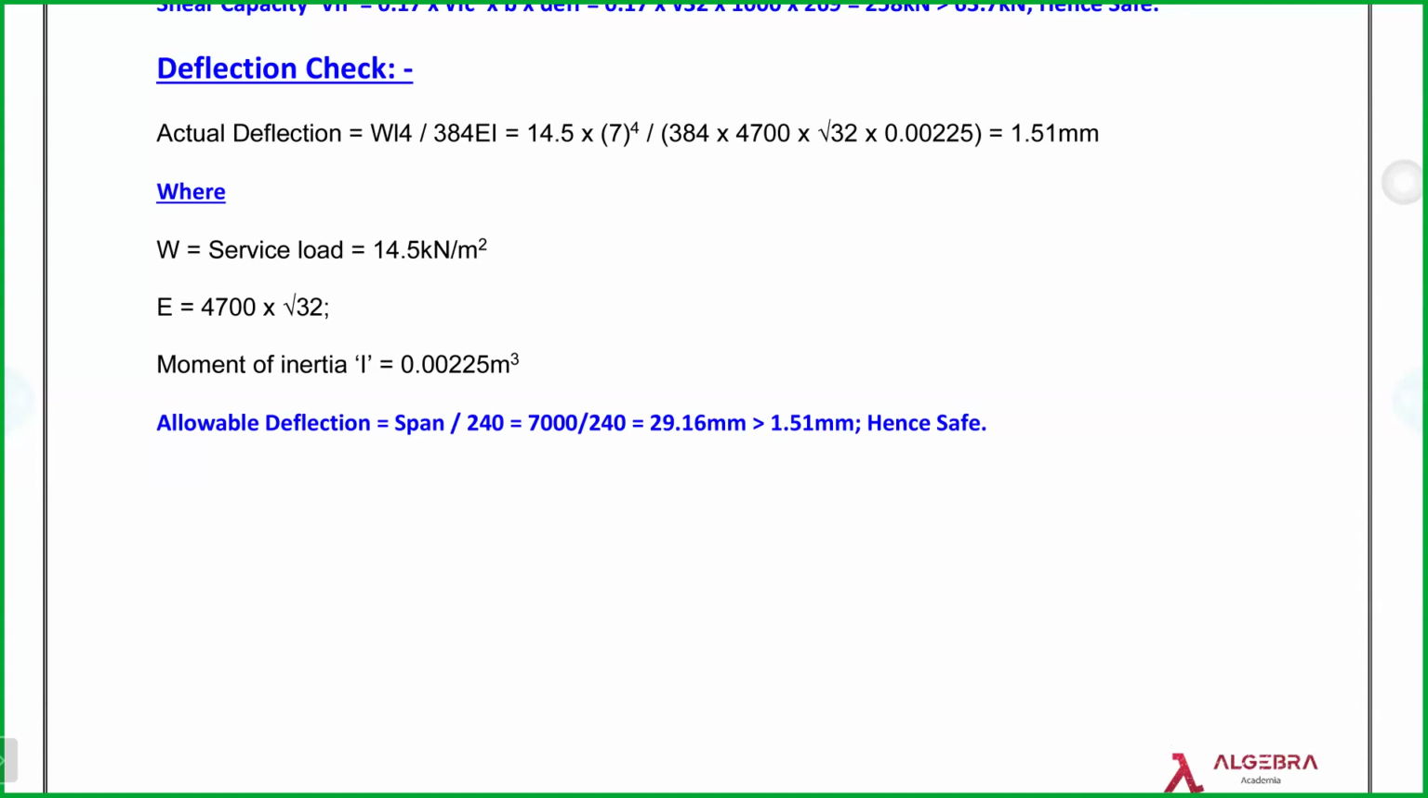So you need to go with the minimum demanding allowable deflection. When you go for 12 meters, 12 meters divided by 240, then my allowable deflection is much higher. When you go for 7 meters, the allowable deflection is lesser. You cannot compare for the longer span. Definitely the longer span is deflecting, but before the longer span deflects, the shorter span will be deflecting.